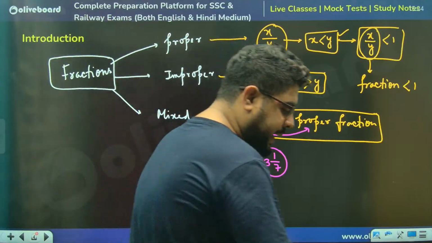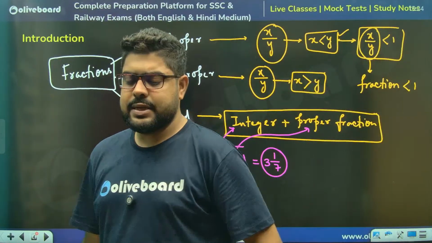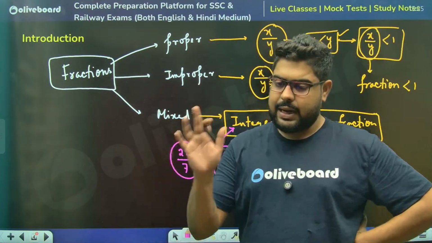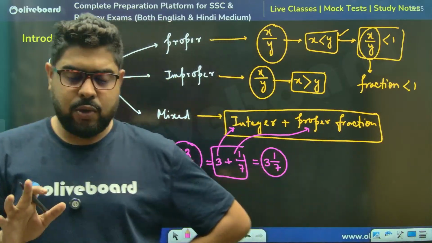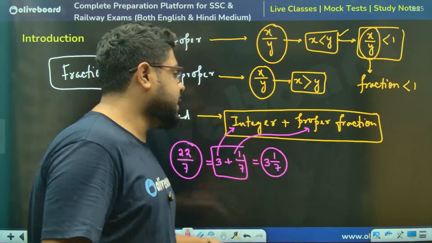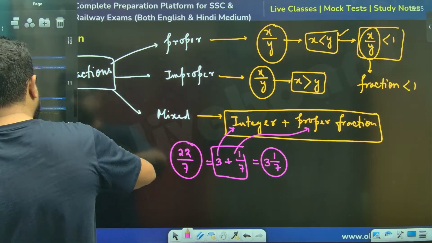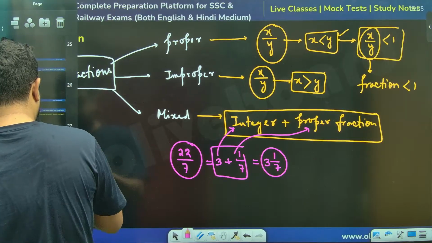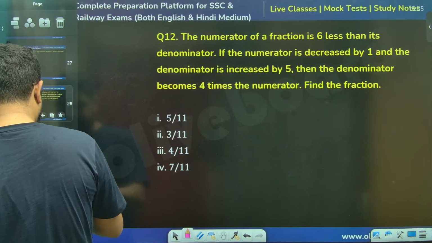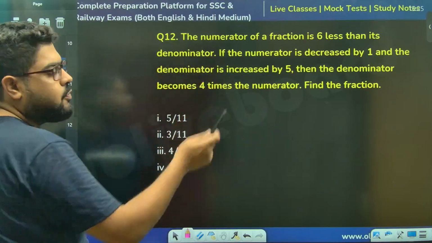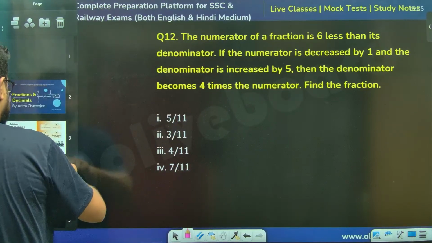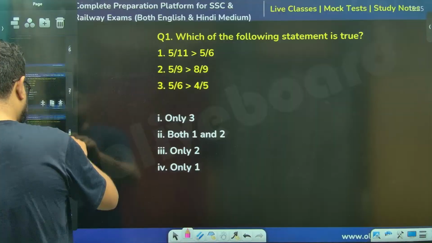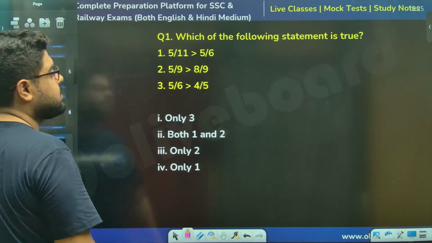Now in SSC, what type of questions do you get from fractions? In CGL especially, they don't ask really tricky questions. They ask a few questions based on word problems. Sometimes they also ask comparison type questions. Let me show you what type of questions. Either they will ask you something like this word problem, or they will ask you something like this.